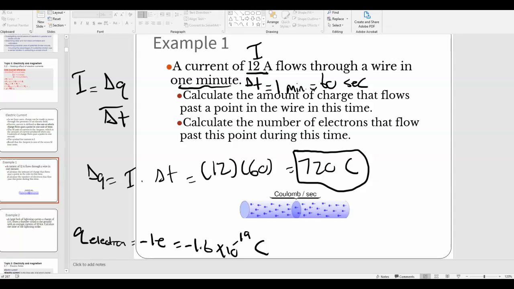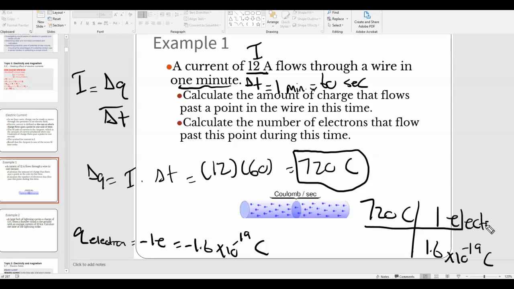So if we want to know how many electrons make up 720 coulomb, ignoring the negative sign, because the negative sign doesn't really do anything for us here. If we know each electron has a magnitude of charge of 1.6 times 10 to the negative 19 coulomb, that's the charge of one electron. Again, the negative sign doesn't really do anything for us here because we can't have a negative number of electrons, obviously. And so it's just a simple matter of division.